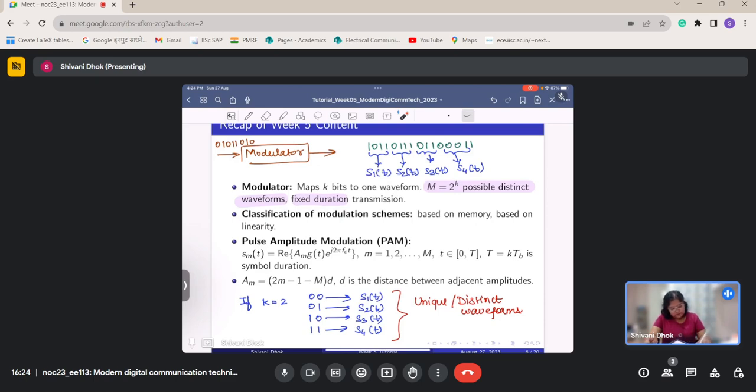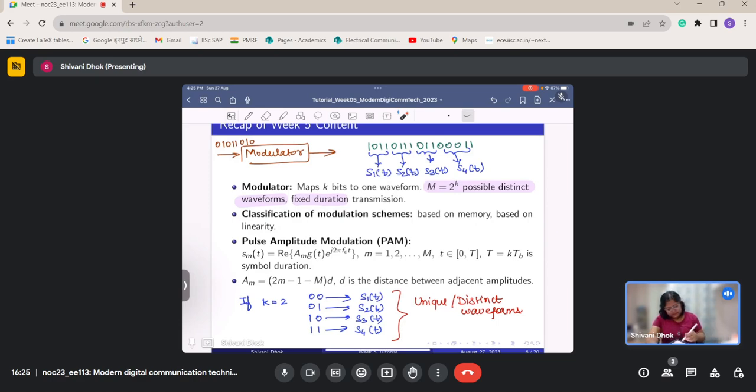After that, it was based on linearity. For linearity, the modulation scheme should satisfy my linearity property. How it is linear, how it is non-linear, all these things will be covered in upcoming lectures, as we have just started with pulse amplitude modulation, which is one of the linear modulation schemes. In upcoming weeks, we'll see why it is linear, why it is memoryless, and all those things we'll discuss.